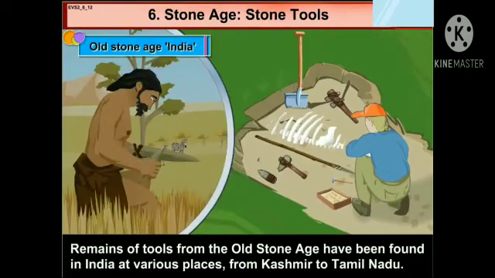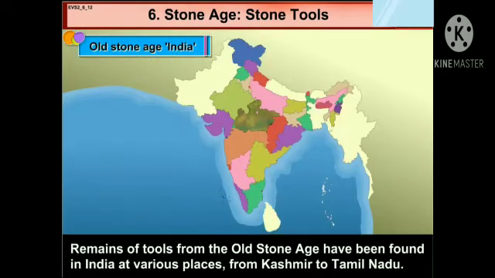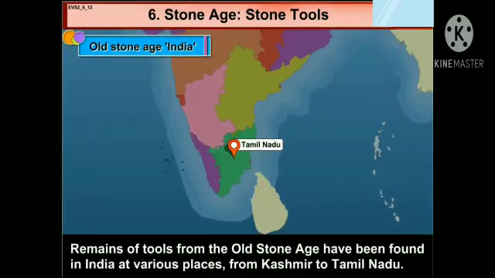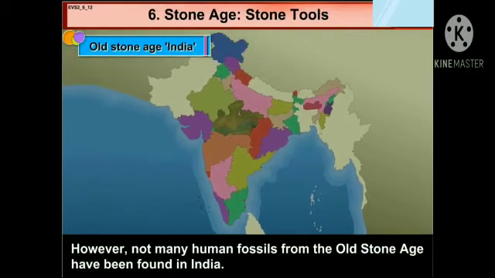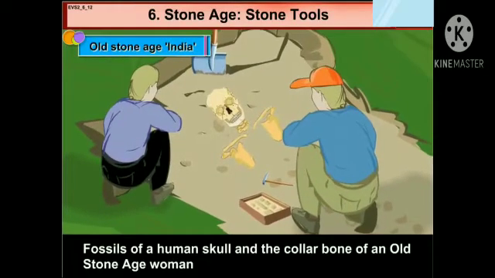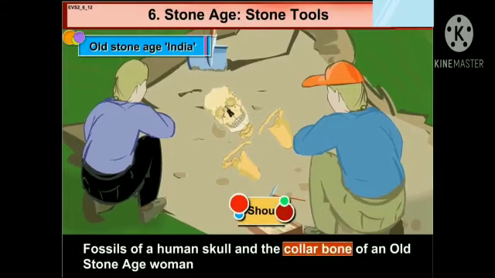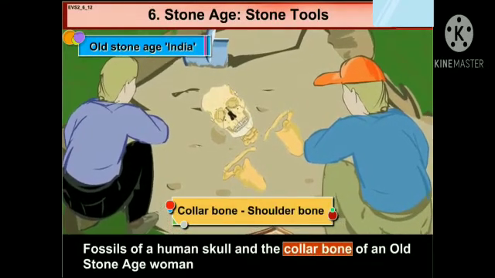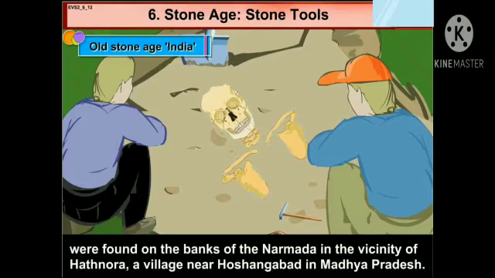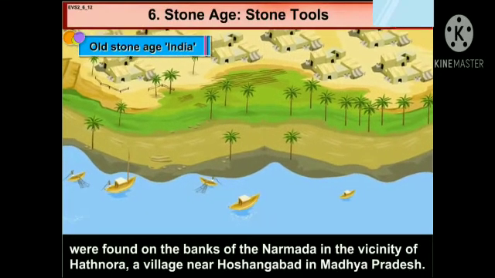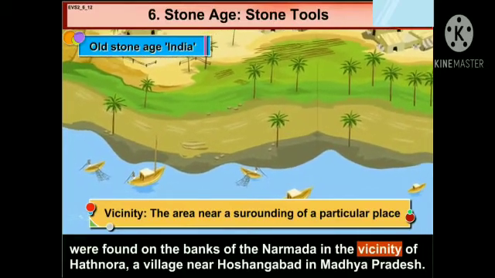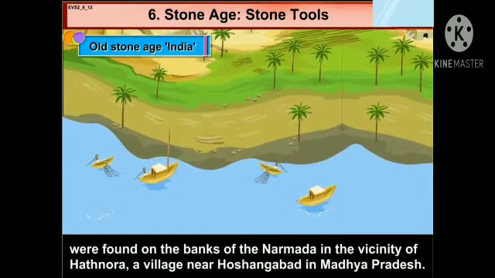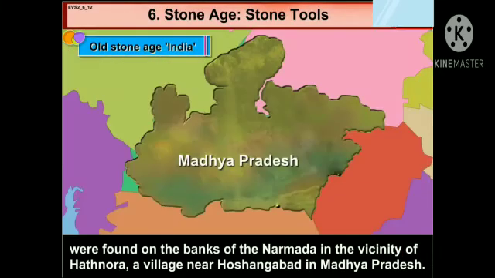Remains of tools from the Old Stone Age have been found in India at various places from Kashmir to Tamil Nadu. However, not many human fossils from the Old Stone Age have been found in India. Fossils of a human skull and the collarbone, meaning shoulder bone, of an Old Stone Age woman were found on the bank of the Narmada in the vicinity, meaning the nearest surrounding area of a particular place, of Hadnora, a village near Hoshangabad in Madhya Pradesh.